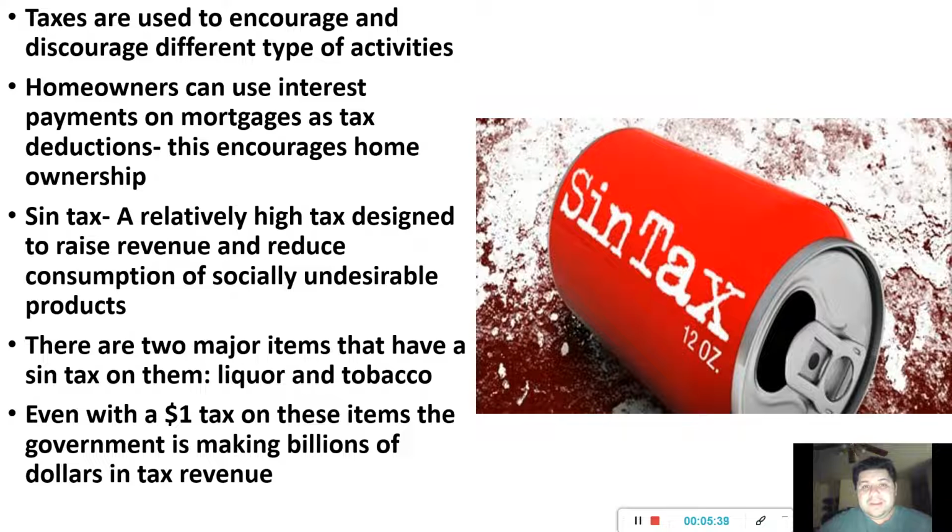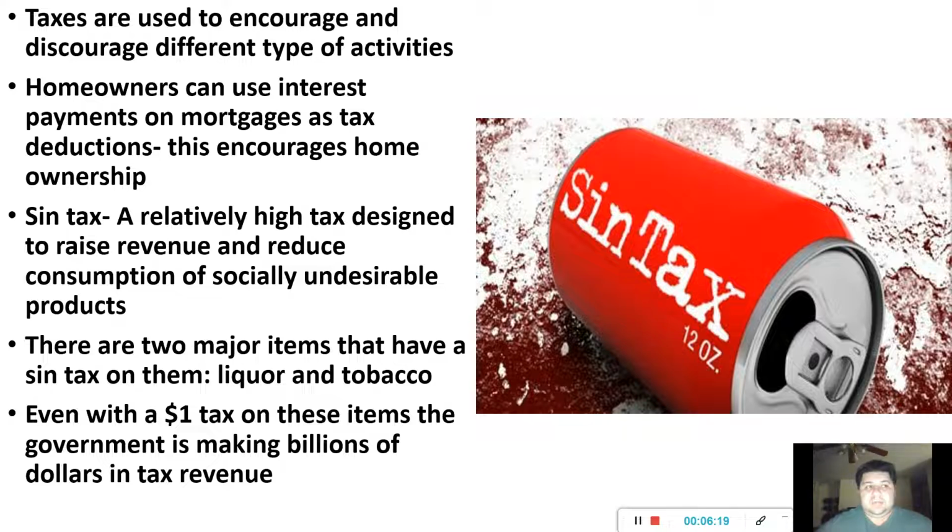You buy those things, that makes the economy go. You know, they really do want you to. The other one that's pretty interesting is called a sin tax. This is a relatively high tax designed to raise revenue and reduce consumption of something that's considered not good for you, undesirable, or could be harmful to your health. The two major ones that are still going on to this day are sin taxes on liquor and tobacco.